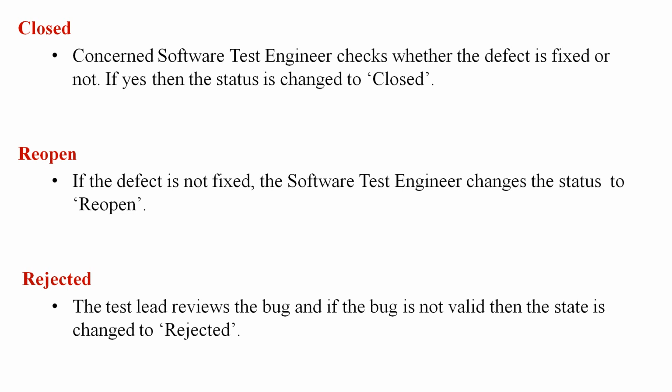Reopen. During this retesting, if the concerned software test engineer feels that there is still a defect, that the defect is not fixed properly by the concerned developer, then he will change the status of the defect to reopen. Rejected. If the defect reported by the software test engineer is not a valid defect, there is no genuine defect at all, then he will change the status to rejected.